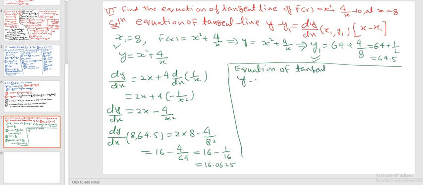y minus y1, that means y minus 64.5, is equal to slope 16.0625 into x minus x1. Just simplify it. Whatever you have, that is your answer in terms of slope. So like that, you can practice. Hopefully, this topic also you will get the clearance.